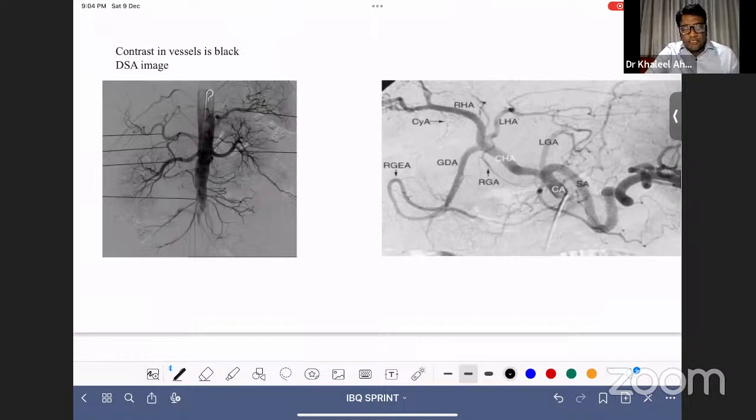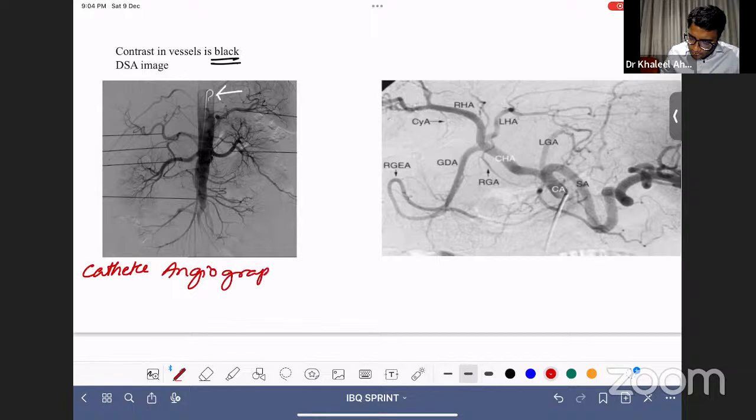There are some digital subtraction angiography images we'll try to cover. Look at this. The contrast inside the blood vessels is black, and you can see the catheter inside the aorta. This is a catheter angiography or a digital subtraction angiography of the abdominal aorta.